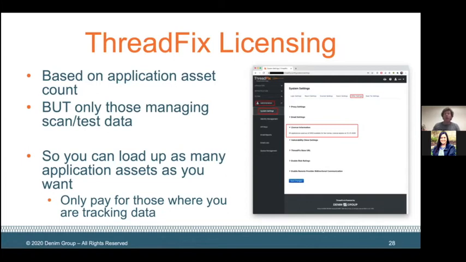But again, you can load up as many applications as you want into ThreadFix and use the capabilities for linking and risk management and metadata. You can use all of that for, I don't want to say infinite, infinite's a big number, but you can use that for an arbitrary number of applications, and the licensing impact is only for the situations where you're managing vulnerability data for that application.